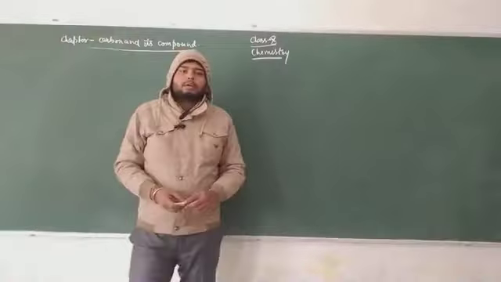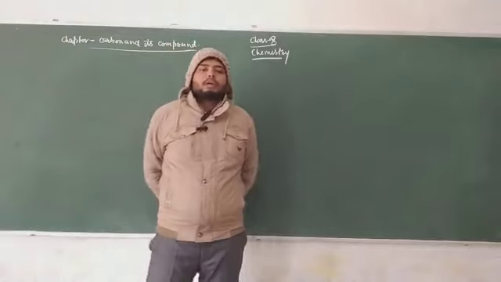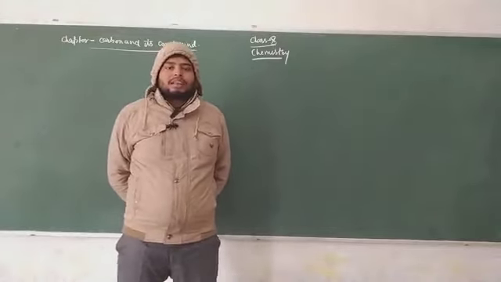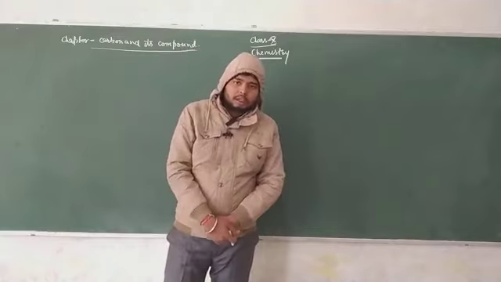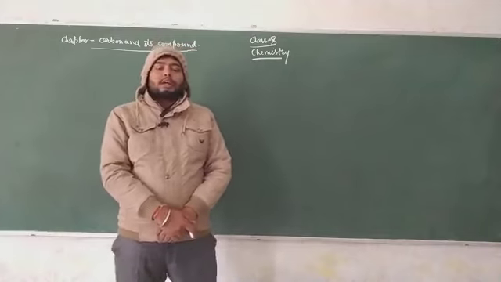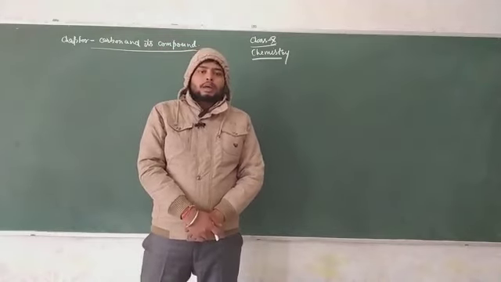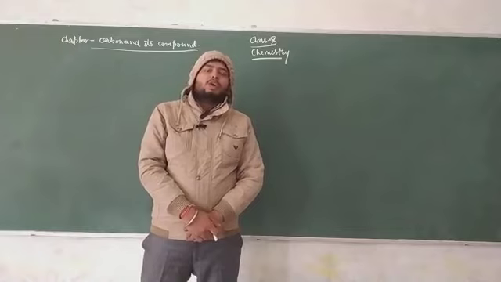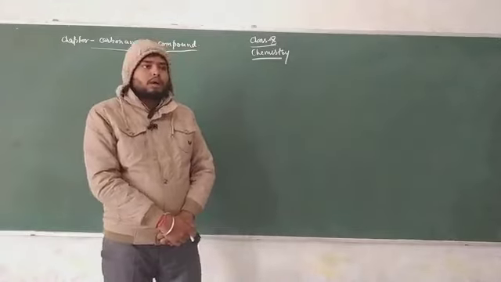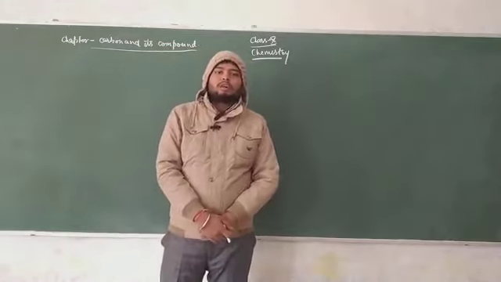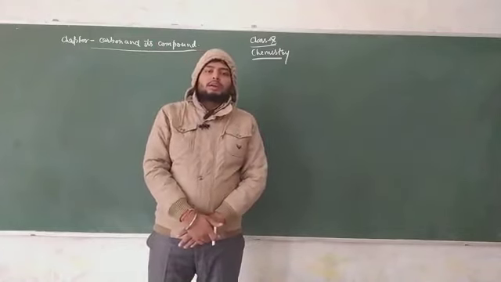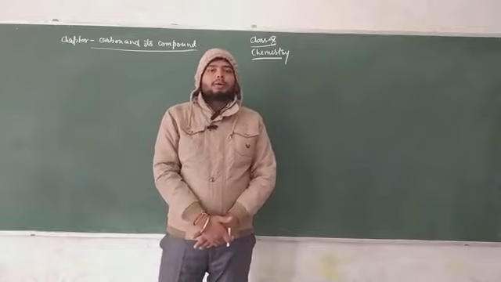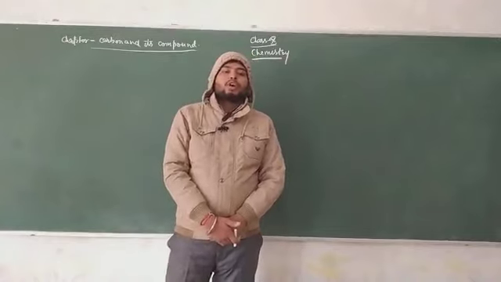So guys, in the previous class we learned about the versatile nature of carbon. That means its catenation property, self-linkage, and its tetravalency, meaning carbon forms 4 bonds to complete its octet for stability. We also discussed allotropes of carbon. Allotropy means the substances are chemically the same but physically different, and there are many types of allotropes of carbon.